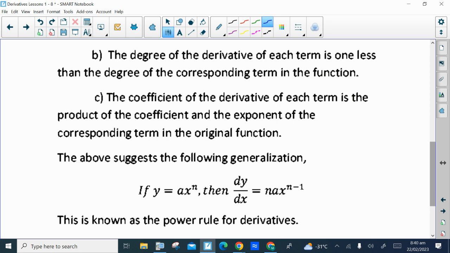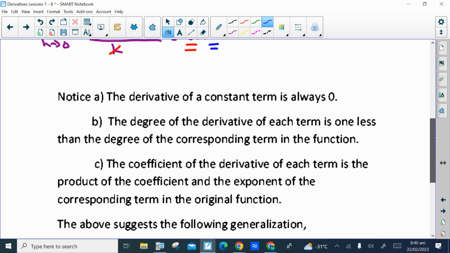Yes, but it's still degree 0. The degree is the power or the exponent on the variable. It's a degree 0. Anything to the power 0 is 1, but we're talking about the degree. So again, the coefficient of the derivative of each term is the product of the coefficient and the exponent of the corresponding term of the original function.